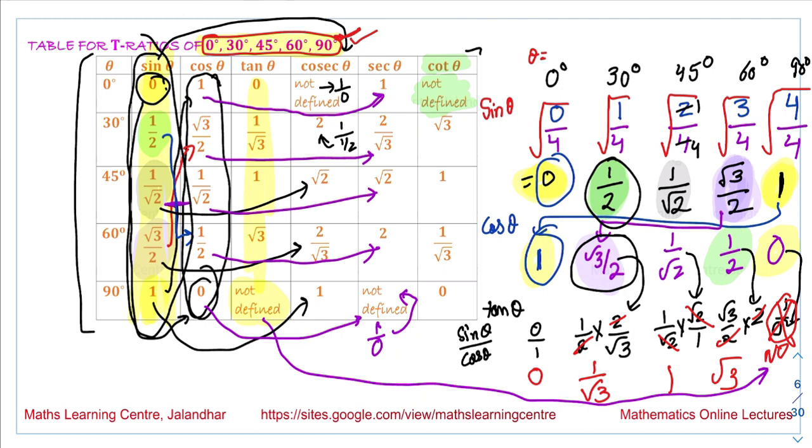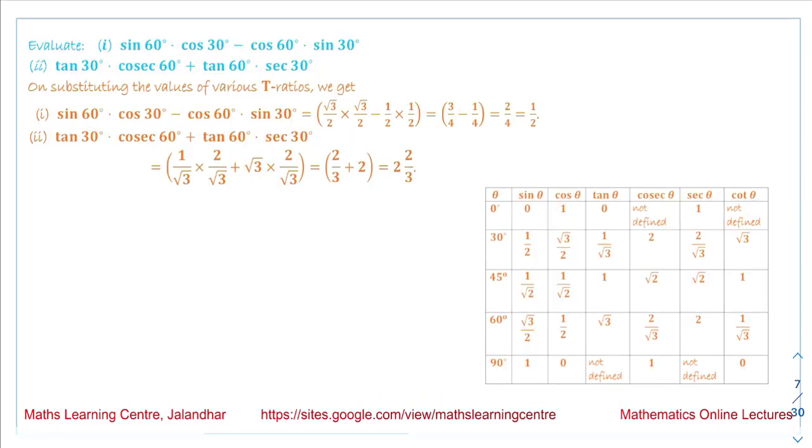Now next we have to evaluate sine 60 degree into cos 30 degree minus cos 60 degree into sine 30 degree. So first of all we have to write the table. We know how we write the table. Suppose this is the table given to us. This table will not be given to you. You have to write this table by using the method explained in our previous slide.